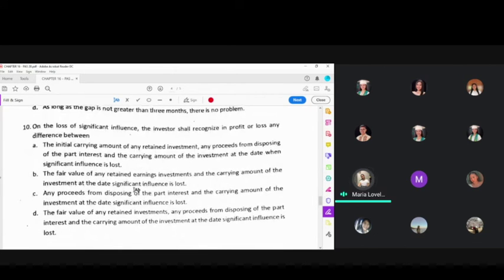Number 10, on the loss of significant influence, the investor shall recognize in profit or loss any difference between. Our answer here, sir, is letter D, the fair value of any retained investments, any proceeds from disposing of the part interest, and the carrying amount of the investment at the date significant influence is lost. Okay, so the answer is delta.